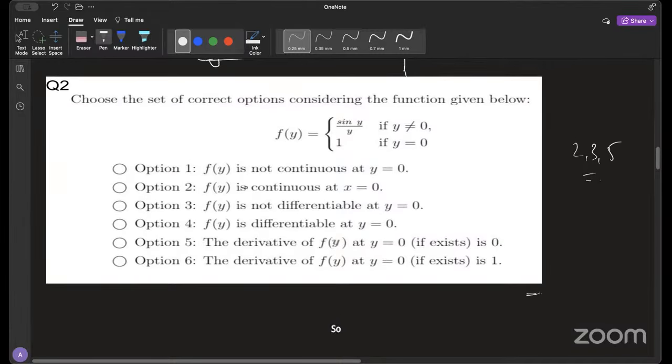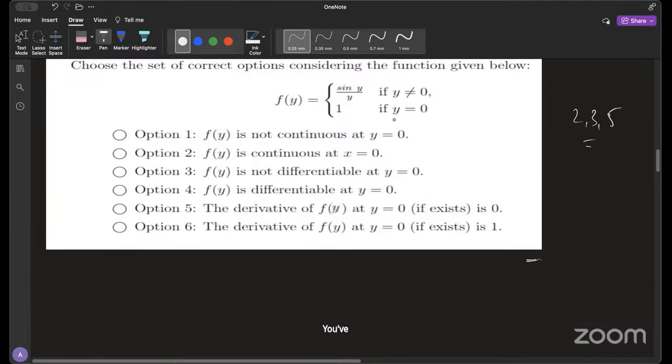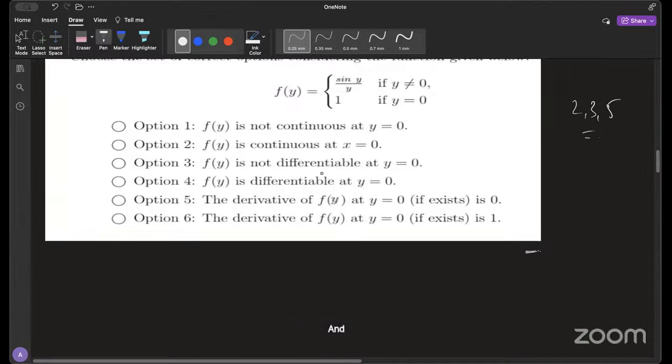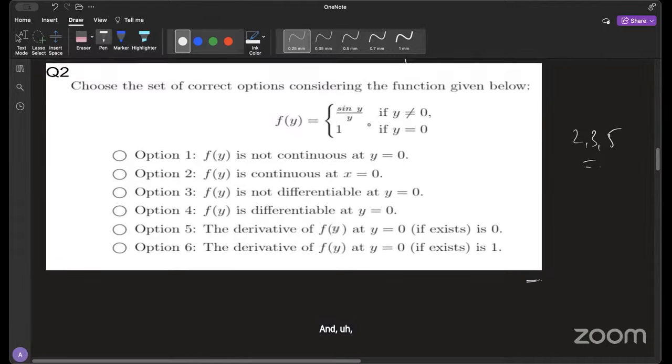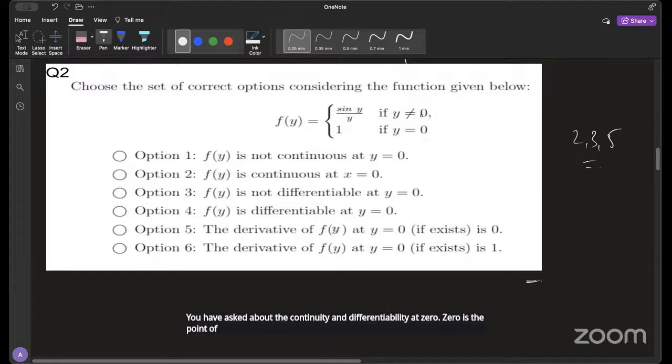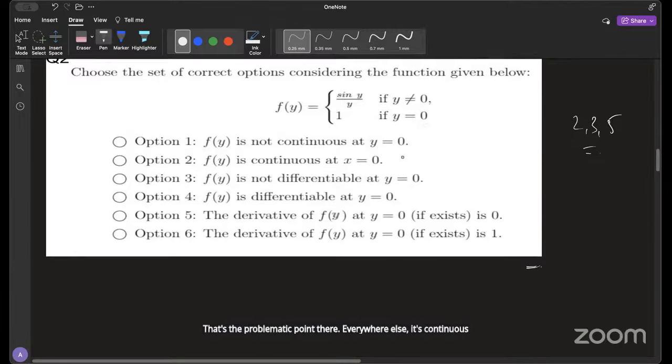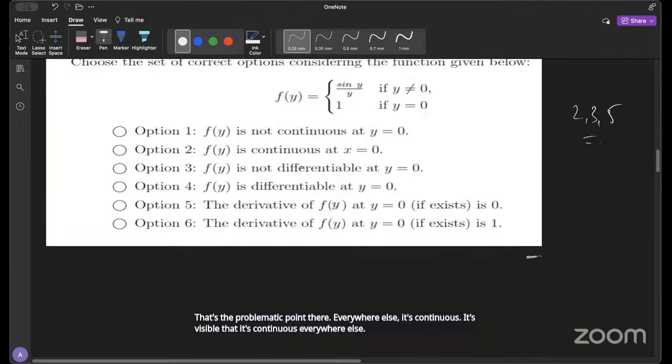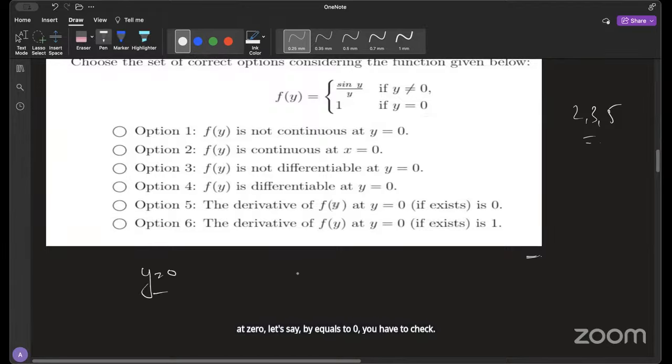So you've been given this function, and you've been asked about the continuity and differentiability at 0. 0 is obviously the problematic point, and everywhere else it's continuous. It's visible that it's continuous everywhere else. So at y equals 0, you have to check.